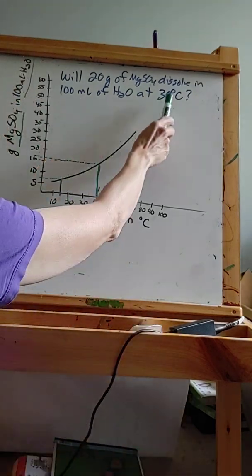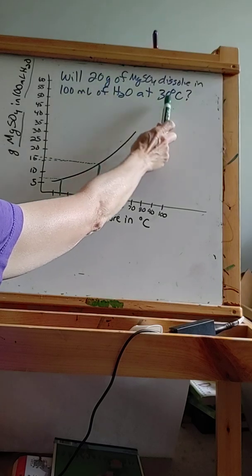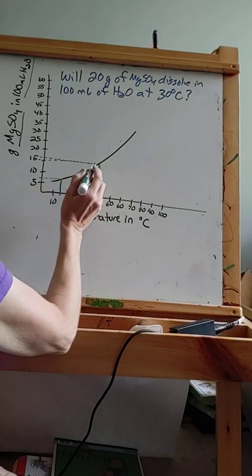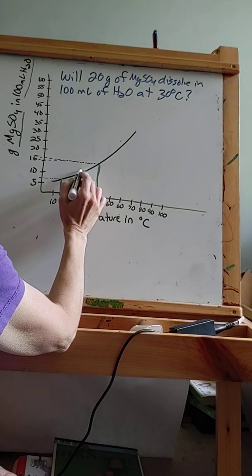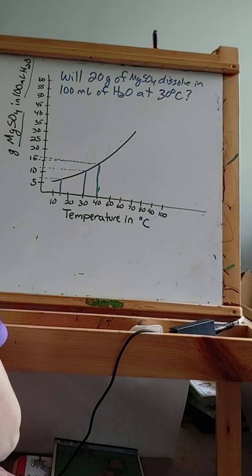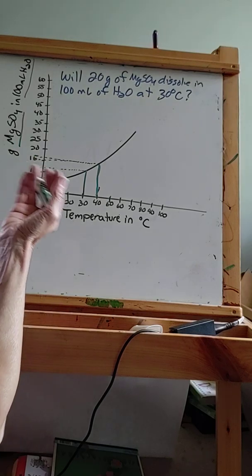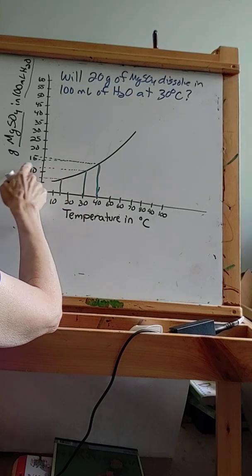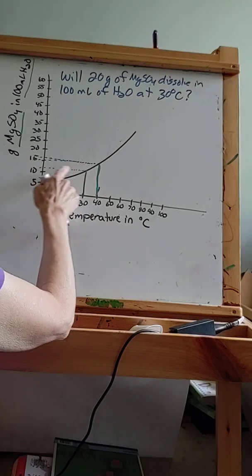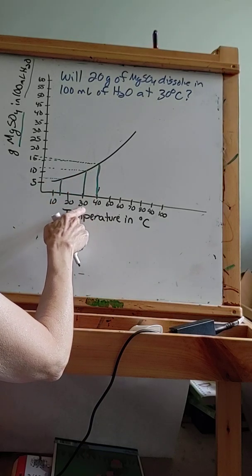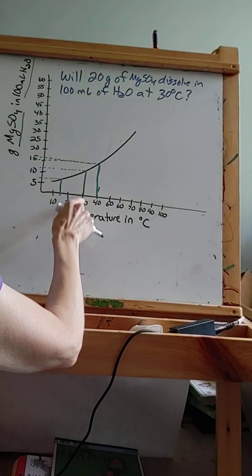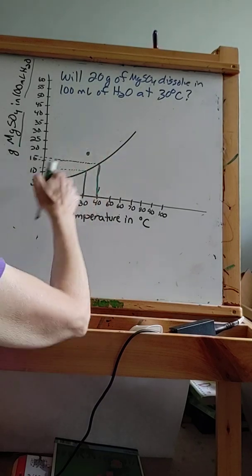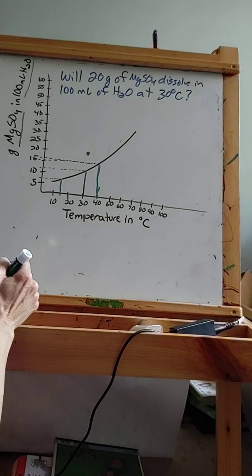Okay, so we're trying to look at 30 degrees Celsius. So I'm going to take 30, I'm going to travel up. That dark line occurs somewhere between 15 and 10. I'm going to guess that's about 12. So when I look at this, it looks like only 12 grams of magnesium sulfate will dissolve in 100 milliliters of water at 30 degrees Celsius. Will 20 grams? No, 20 is all the way up here. Okay? 20 is above the line.